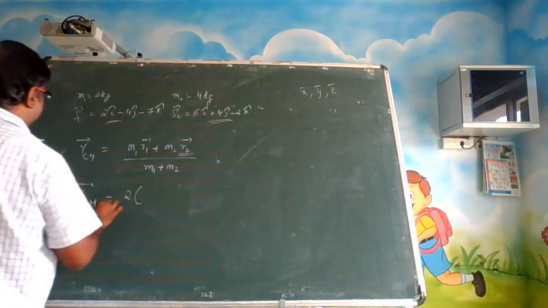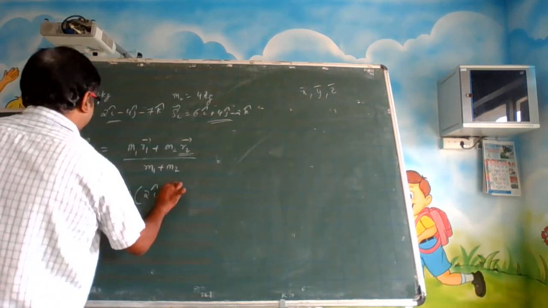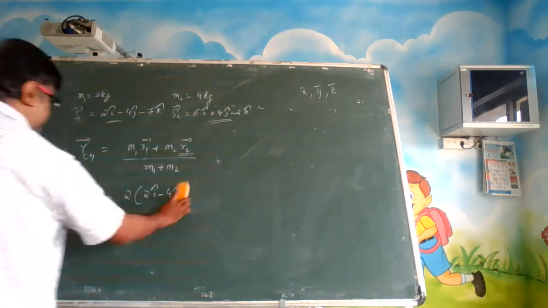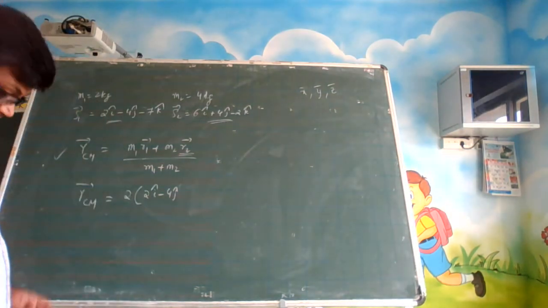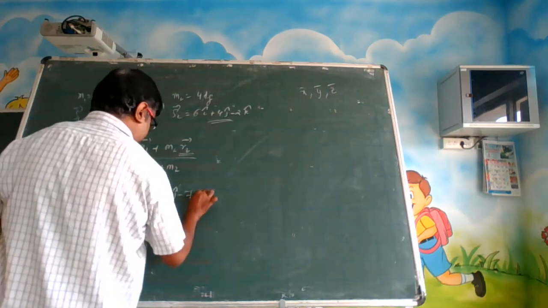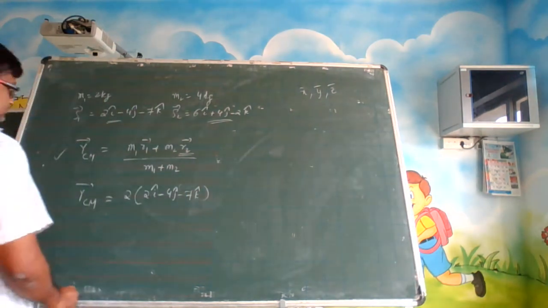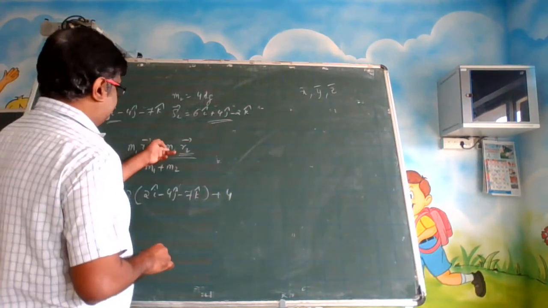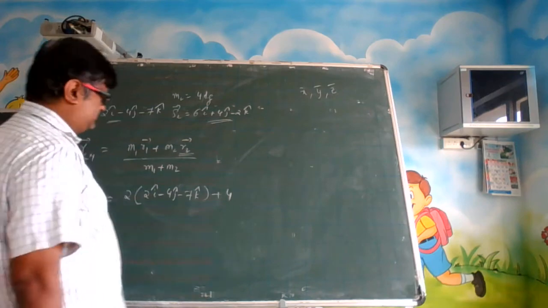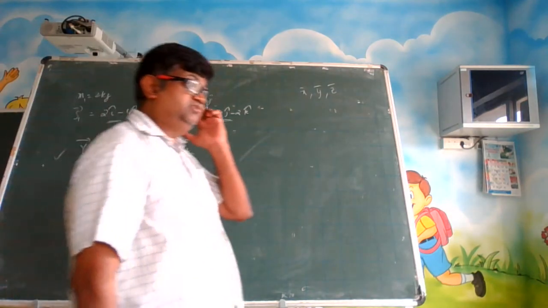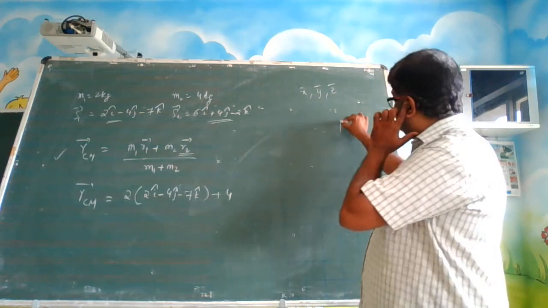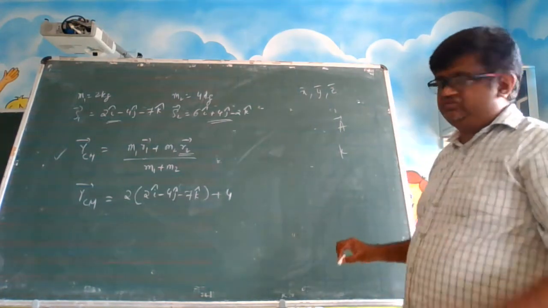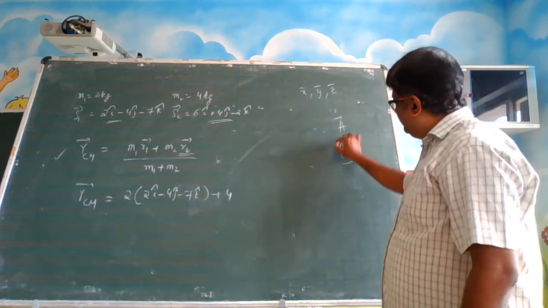It is 2 into (2i minus 4j minus 7k), plus 4 into, see, what are m1 and m2? These are all scalar multiplications, isn't it? In vectors you should know this concept: suppose a bar is a vector and you multiply it with a constant value, it still remains a vector only.